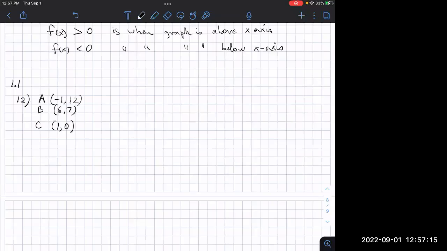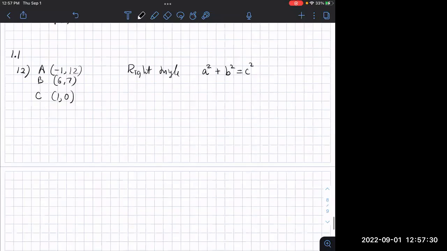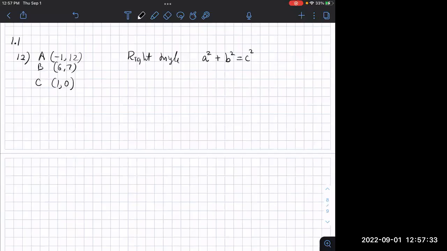So you want to check if it's a right triangle, right? Yes. To check if it's a right triangle, you have to see if you have the situation a squared plus b squared equals c squared. A, B, and C are going to be the vertices of the triangle. So you look at the distance from A to B, that would be one side. From B to C would be another side, and A to C would be another side. To find the distance from A to B, you're going to use the distance formula.